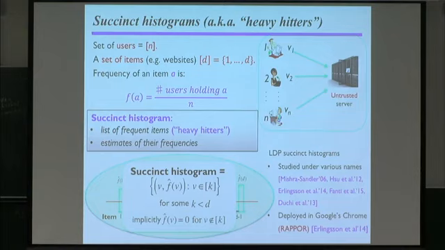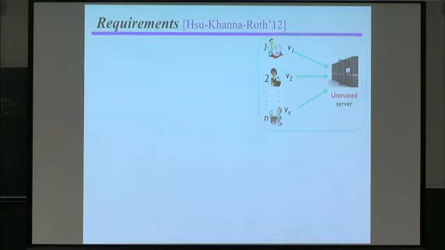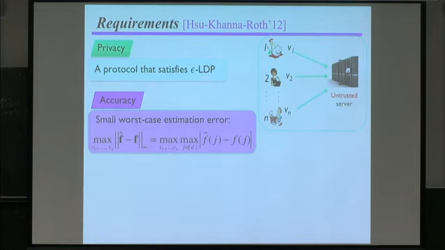But it turns out we can get away without such an onerous requirement. So let me formulate the problem first. The formulation comes from a paper of Shu, Khanna, and Roth. We want a protocol that's epsilon differentially private. The L stands for local.